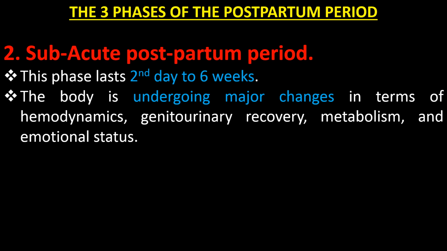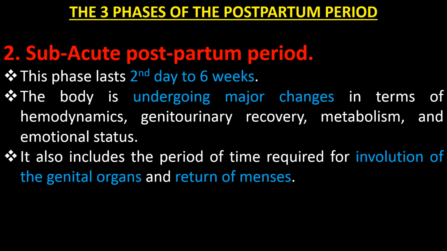We will also see the changes in the genitourinary system of the mother. Also, the metabolic and emotional status of the mother will also revert to normal. Now, in this subacute postpartum period, it includes the period of time which is required for the involution of the genital organs and return of the menses or menstruation. Always remember that during the second day to the 6th week of postpartum, the body will start to involute or return to its pre-pregnant state.